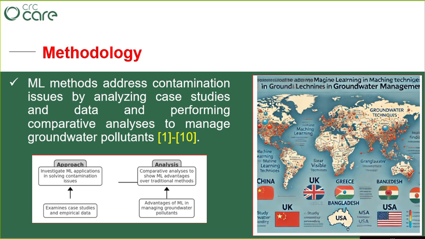Then the methodology includes various steps we are performing, and it addresses contamination issues by analyzing case studies and data and performing comparative analysis to manage groundwater pollutants. So we are investigating machine learning applications to solve contamination issues. Then we examine the case studies and empirical data. Finally, we do a comparative analysis to show machine learning advantages over traditional methods, and use those advantages of machine learning in managing groundwater pollutants.